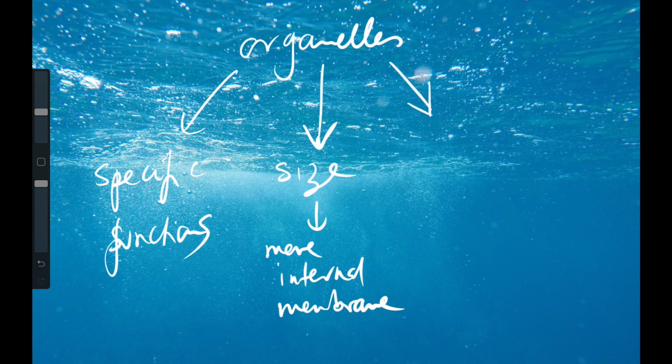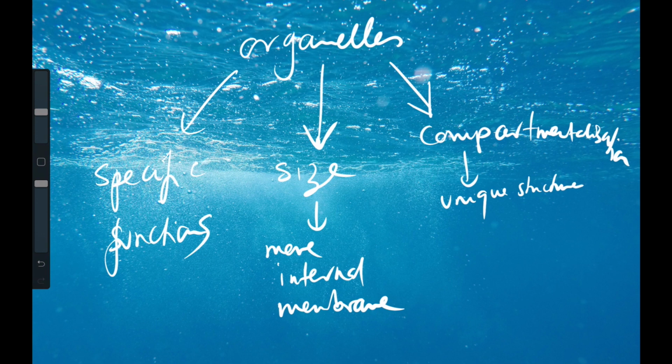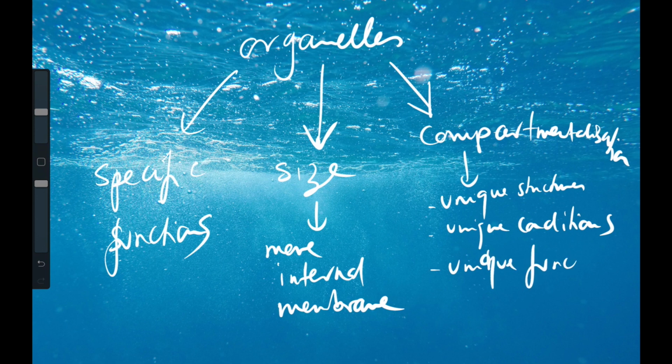And lastly, what we discussed was that if you have different compartments, compartmentalization, you can control the conditions, and then each of these different organelles can work. So they can have unique structures, they can have unique and specialized conditions, and because of that, they can have unique functions. So in some way, all of these are interconnected.